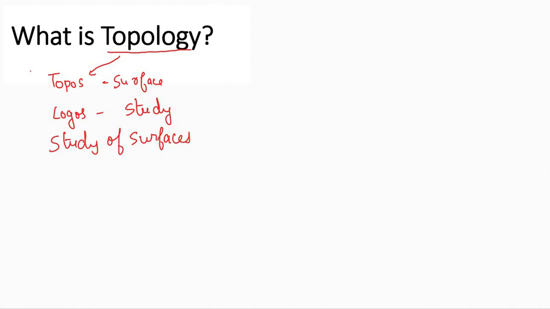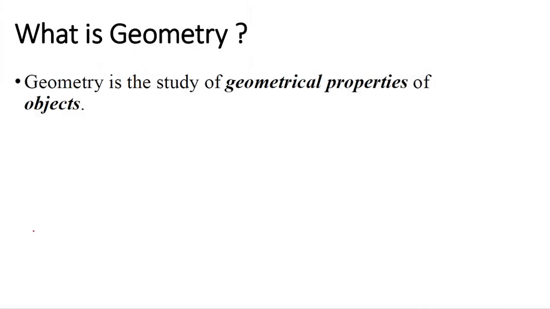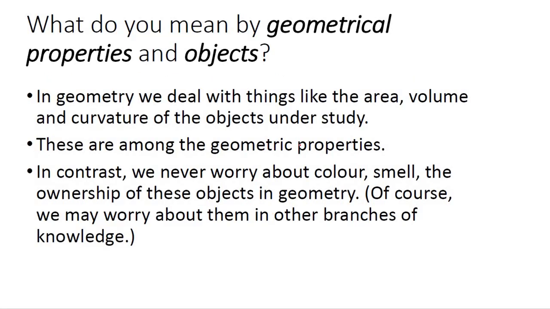In geometry, we deal with concepts like the area, volume, and curvature, etc. We are not studying about the color, smell, taste, etc. Why is it so? In geometry, we are studying about geometrical property. So what is meant by this geometrical property? In geometry, we deal with things like area, volume, and curvature of the objects under study. These are among the geometrical properties.